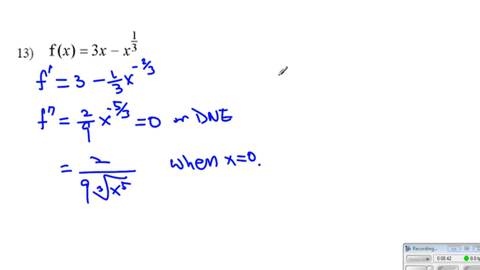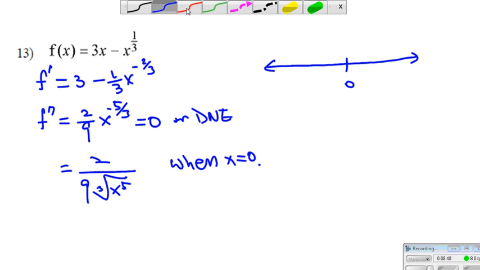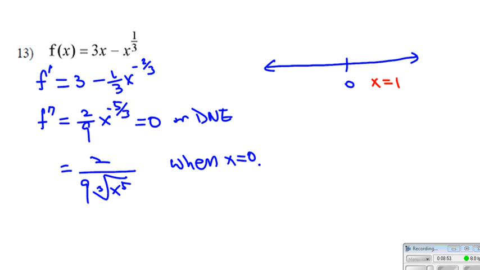Now, then using a number line, let us try to look, let x equals maybe 1. When x equals 1, we realize that this one is equal to positive, and the second derivative is positive. And then when x equals negative 1, the second derivative becomes negative because of the odd exponents.